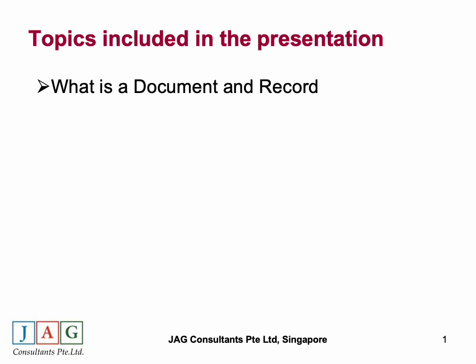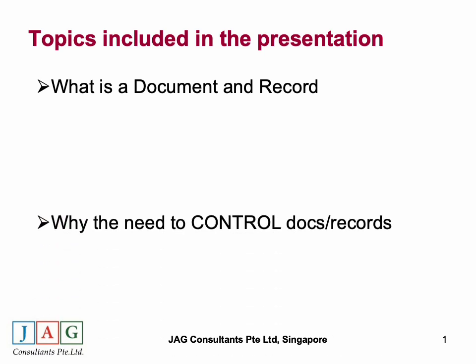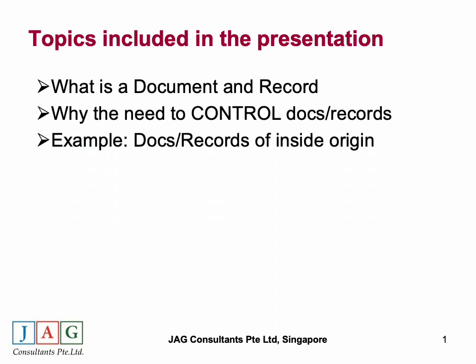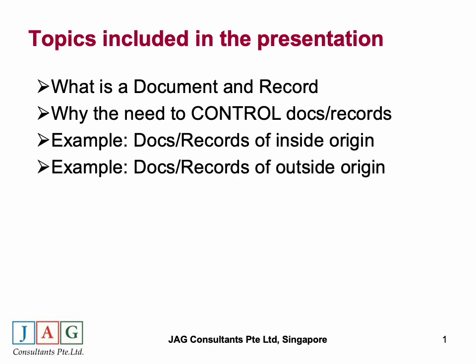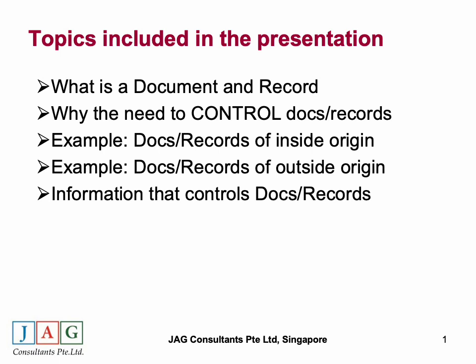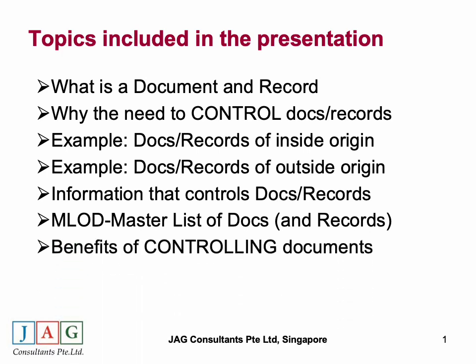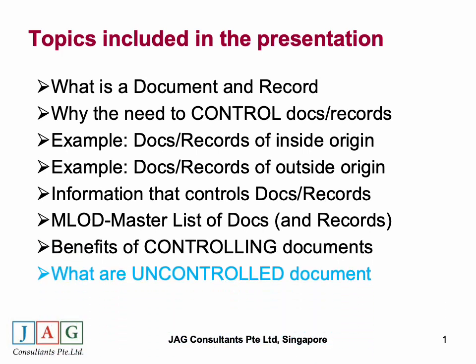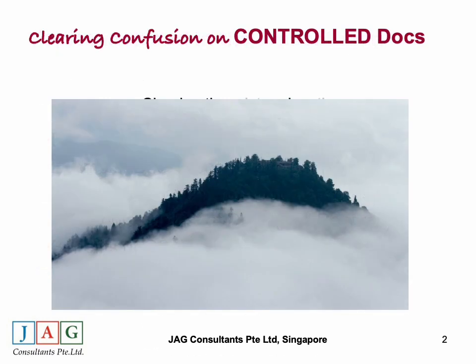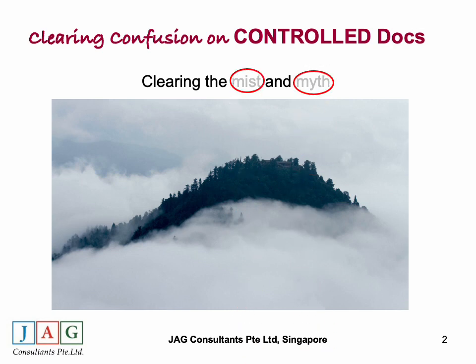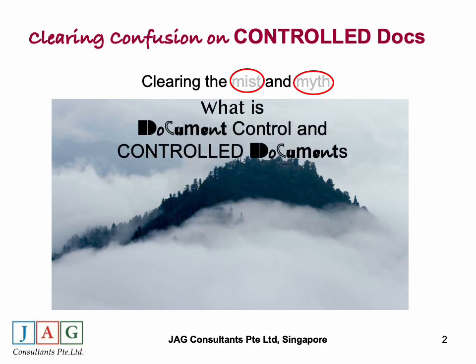So the topics we include in this presentation are: what is a document and a record, why the need to control documents, what are documents and records of inside origin and outside origin, what is the information that actually controls records and documents, what's a master list of documents, and what are the benefits of controlling documents, and finally, is there anything like an uncontrolled document and what exactly is that? So the idea is to clear the mist and the myth with regard to document control.